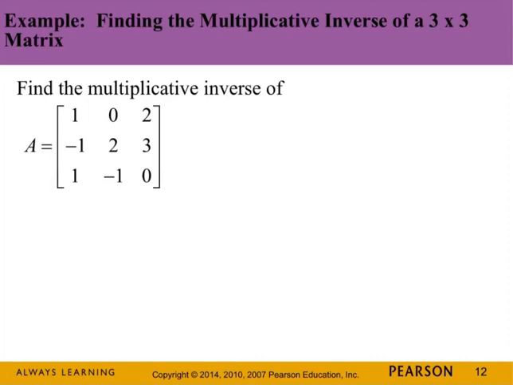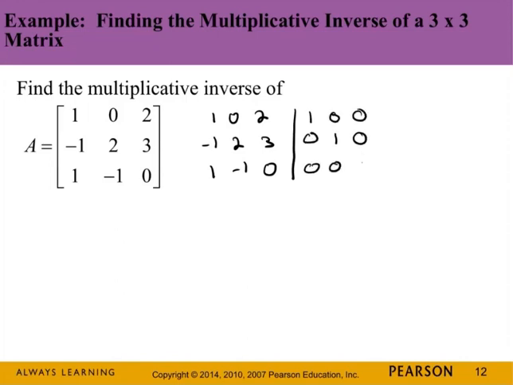So we have 1, 0, 2, negative 1, 2, 3, 1, negative 1, 0. And then on the right-hand side, we're going to put the 3 by 3 identity. So we have 1, 0, 0, 0, 1, 0, 0, 0, 1. Then the goal is, using those row operations, we want to transform the left-hand side into the identity. And when we're done, the right-hand side is going to become the inverse, right?